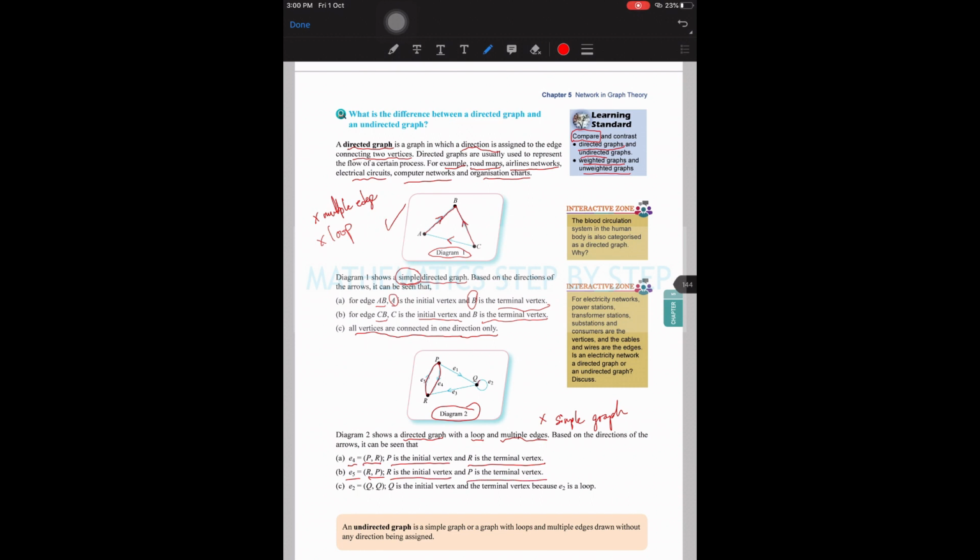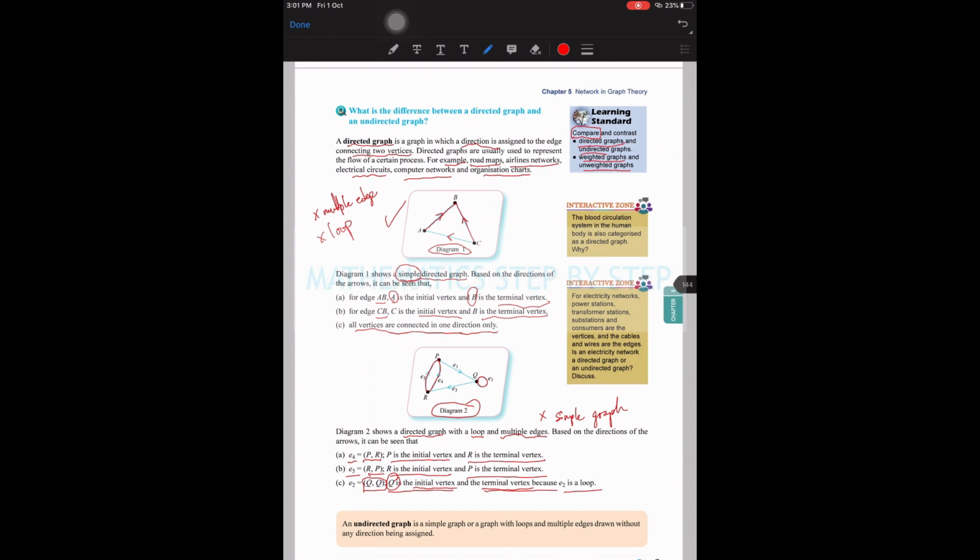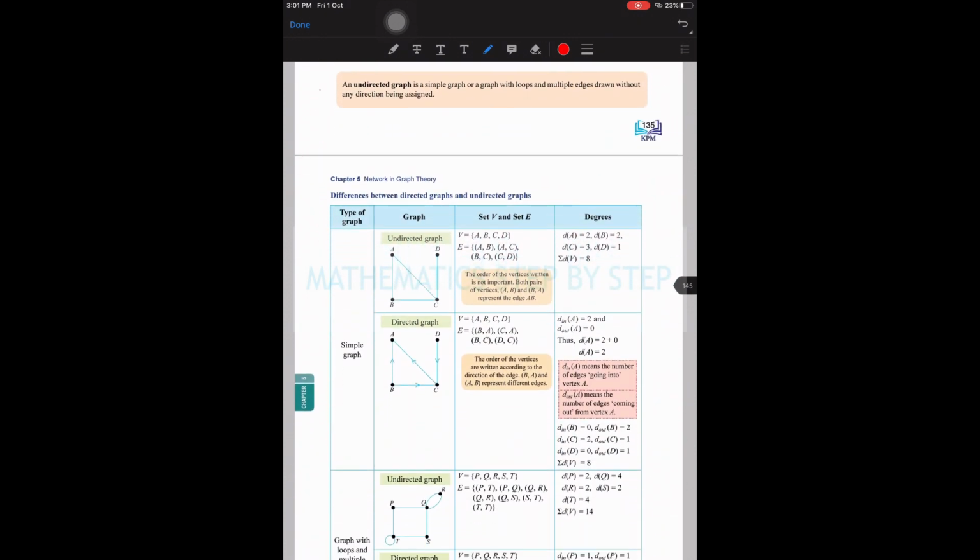Then E2, there's a loop here. So this is how we write Q, okay? Q is the initial vertex and the terminal vertex because E2 is a loop, okay? So Q itself is the initial vertex and the terminal vertex, okay? An undirected graph is a simple graph or a graph with loops and multiple edges drawn without any direction being assigned, okay?